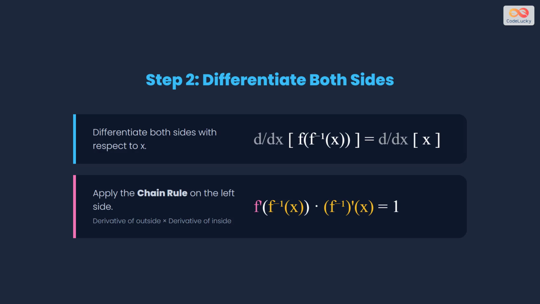Now, we will differentiate both sides of this equation with respect to x. The right side is easy. The derivative of x is just 1. On the left side, we must use the chain rule. We take the derivative of the outer function f, keep the inside the same, and multiply it by the derivative of the inside function, which is the derivative of f inverse.